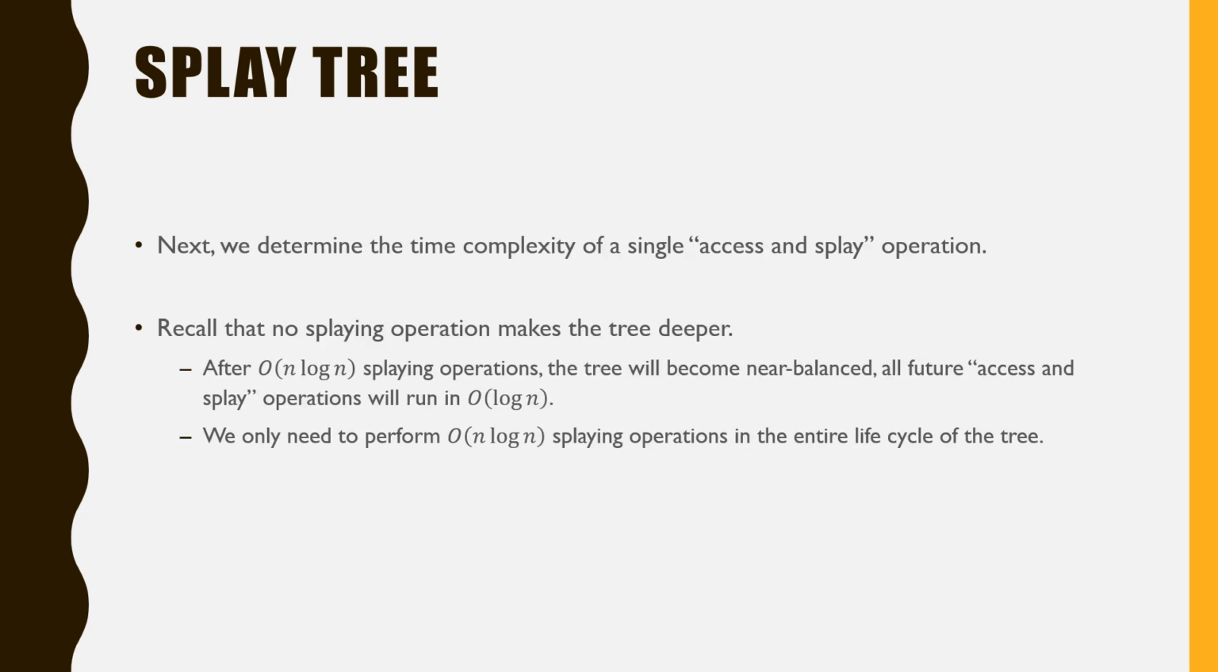After determining the number of splaying operations required to balance the tree, we proceed to analyze the time complexity of a single access and splay operation. Recall that no splaying operation increases the depth of the tree. This means that after balancing the tree using O(n log n) splaying operations, future accesses will consistently run in O(log n) time. As a result, only O(n log n) splaying operations are required throughout the entire life cycle of the tree, regardless of the total number of data accesses.